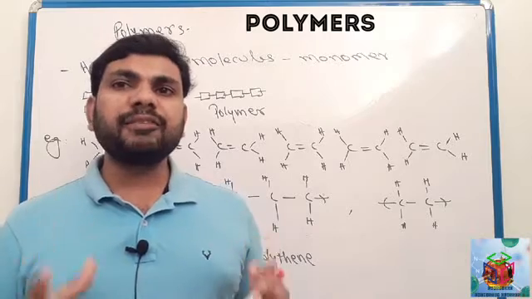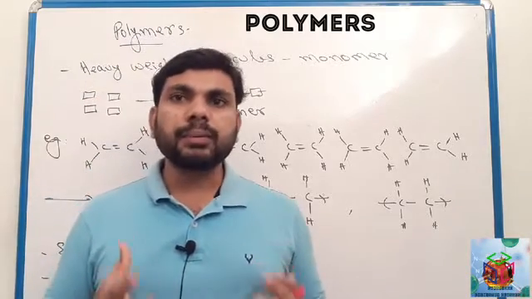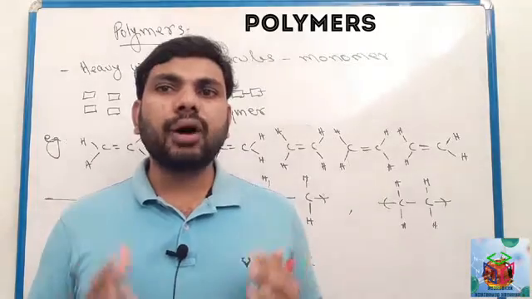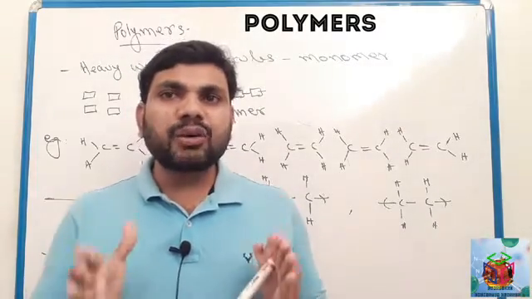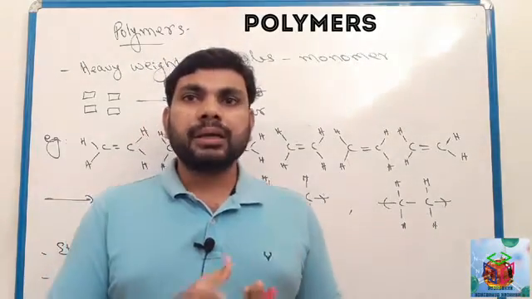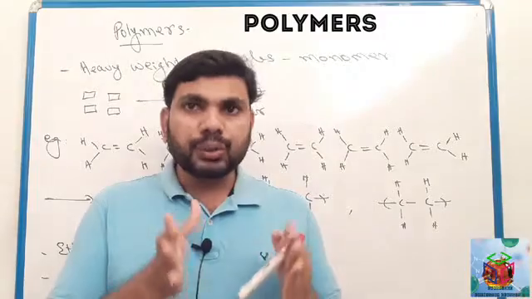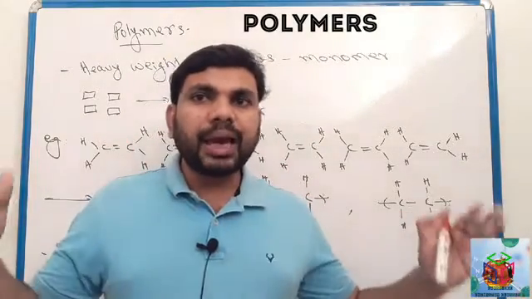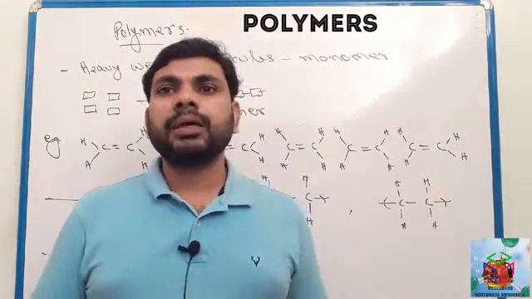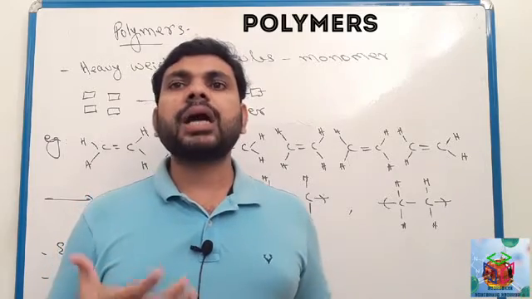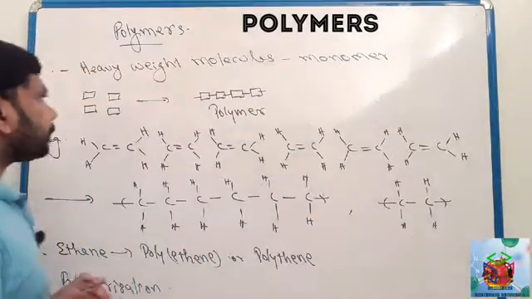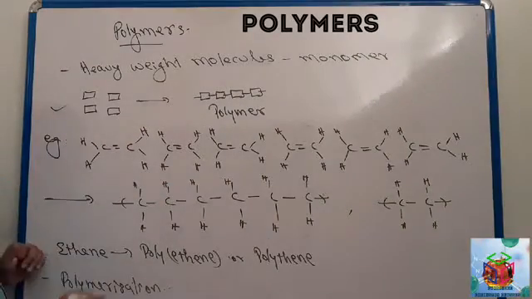Polymers are heavyweight molecules, and these polymers are formed by repeated addition of small units. These small units join to form a big heavyweight molecule. These heavyweight molecules are called polymers. Clear? So look here, this one represents polymerization.